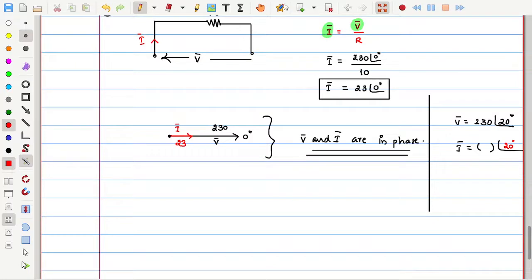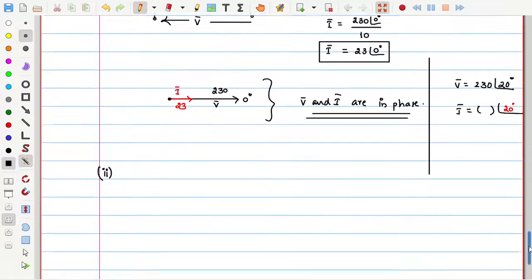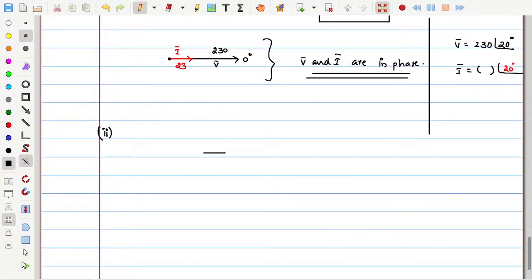Second element, inductor. Now what is the inductance value L? 20 millihenry. And how much is the voltage? V bar. And we would like to determine how much the current I is. Now, can I write I is equal to V by L? Can I write like this?